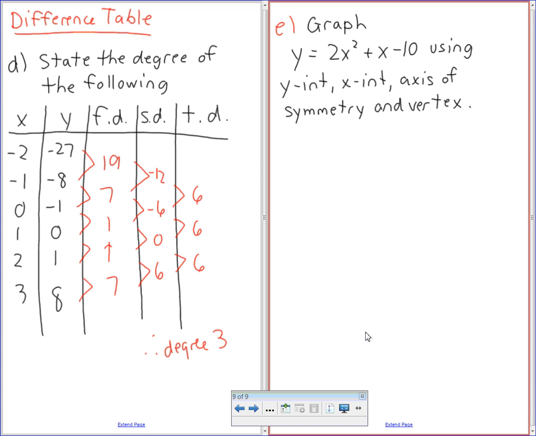I'm going to begin with my y-intercept first, which means set x equals 0. So it's going to be y equals 2 times, you know what?